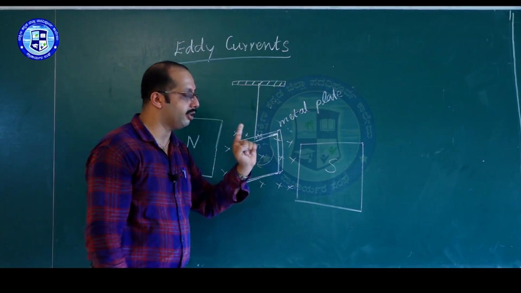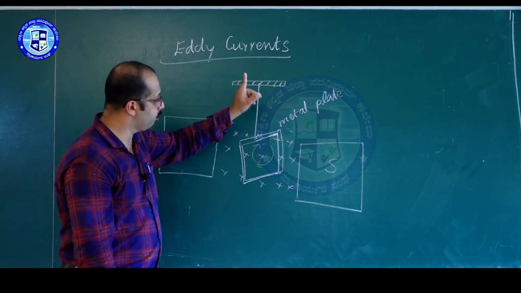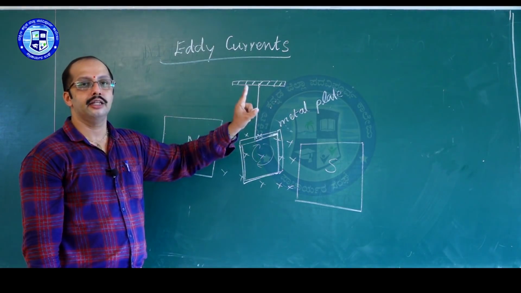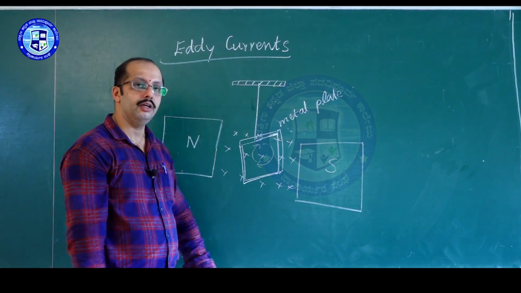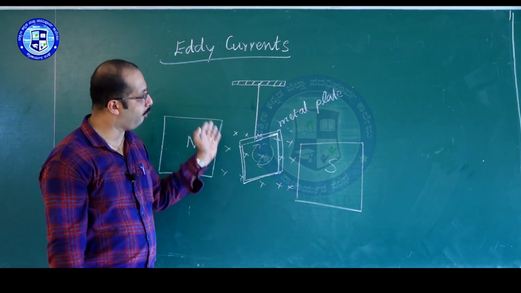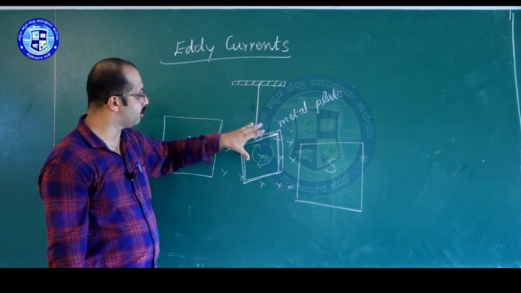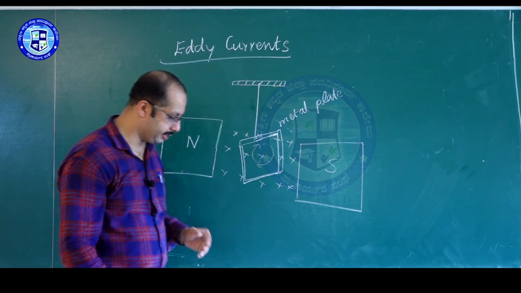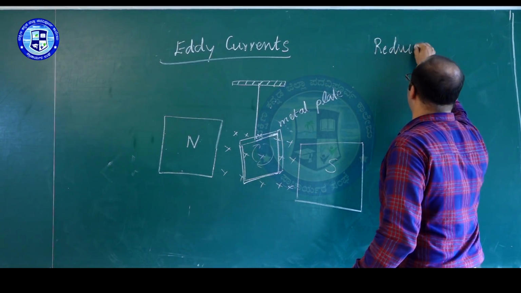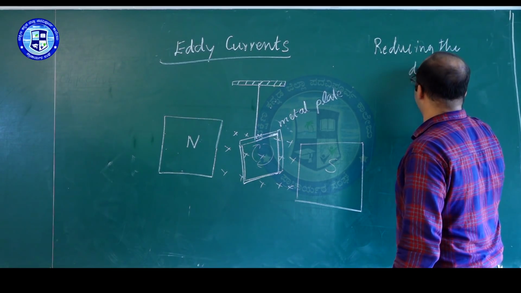That phenomenon is called damping of the oscillation of the metal plate. So due to the induction of the eddy current, the damping occurs. How to reduce the eddy current in this case? How to avoid the damping? Some changes have to be made in the metal plate. That means, how to reduce the damping.